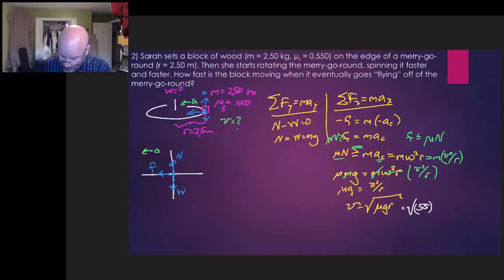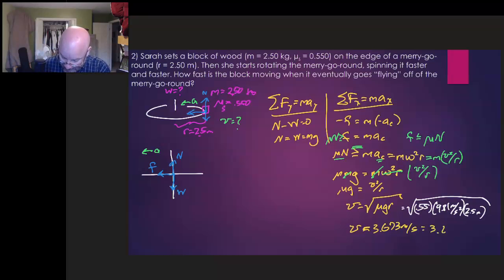Okay, and we'll plug in some numbers. 0.55, 9.81 meters per second squared, and my radius is 2.5 meters, just like this. And after I calculate that, I get 3.673 meters per second. And by the time I truncate that to 3 sig figs, I get 3.67 meters per second.